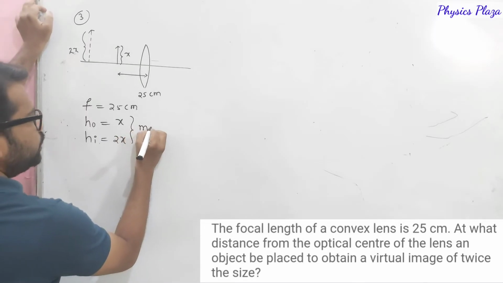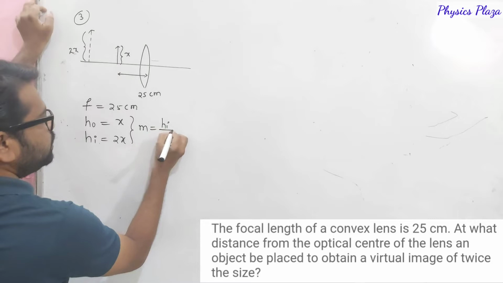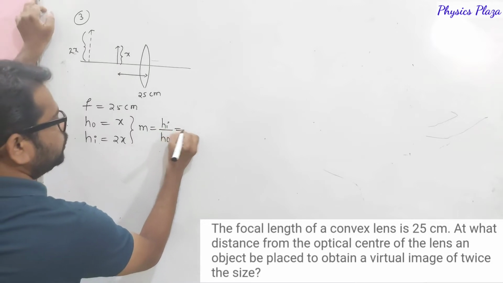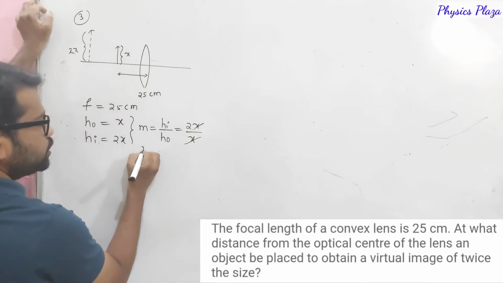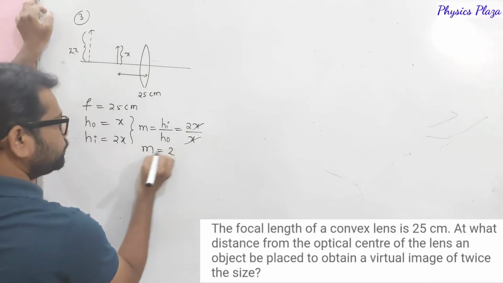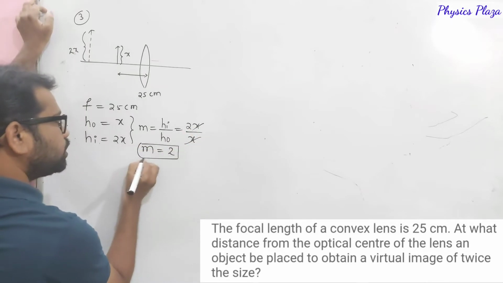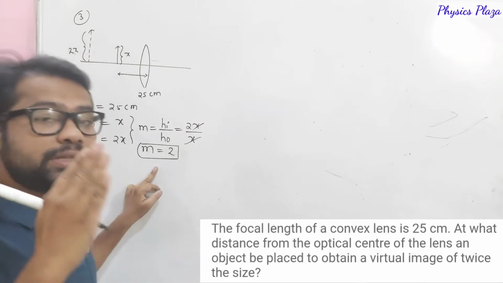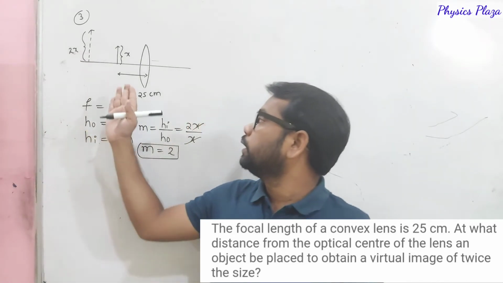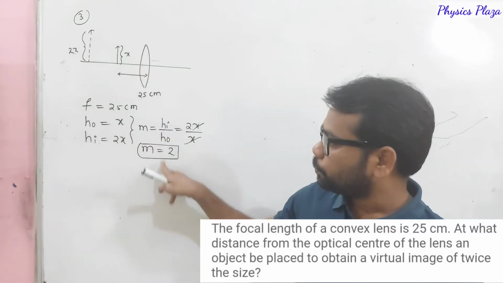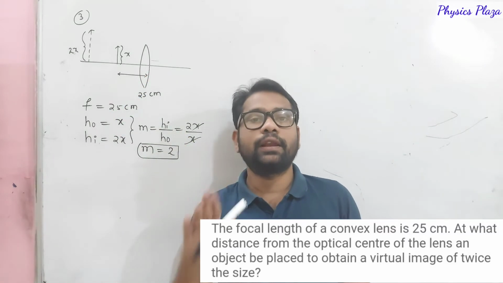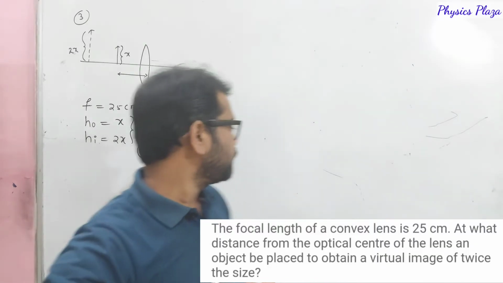So, magnification we know that image height by object height is equal to 2x by x, x cancel. So, magnification we got is 2. Children, look here, m is greater than 1, which means it is an enlarged image, no doubt about it. A convex lens gives an enlarged image only in this case, and it is positive, which means virtual. So, virtual and enlarged is given by a convex lens only.